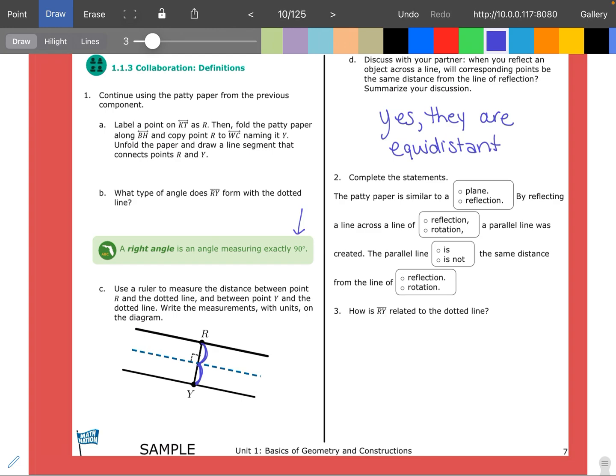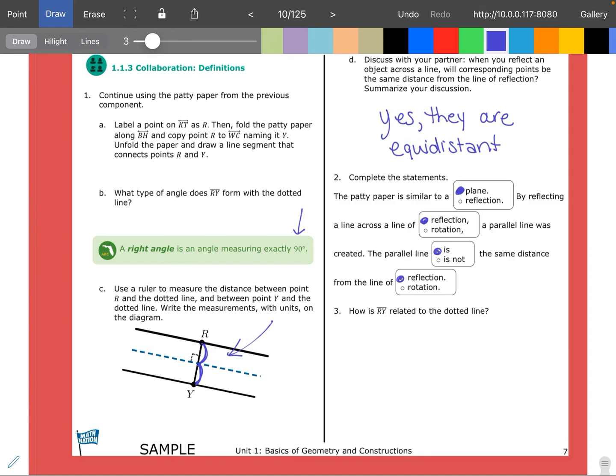The patty paper is similar to a plane. Okay, think of it as a plane. By reflecting a line across a line of reflection, we created parallel lines. The parallel line is or is not the same distance from the line of reflection. Well, we saw right here when we measured that it is the same distance.